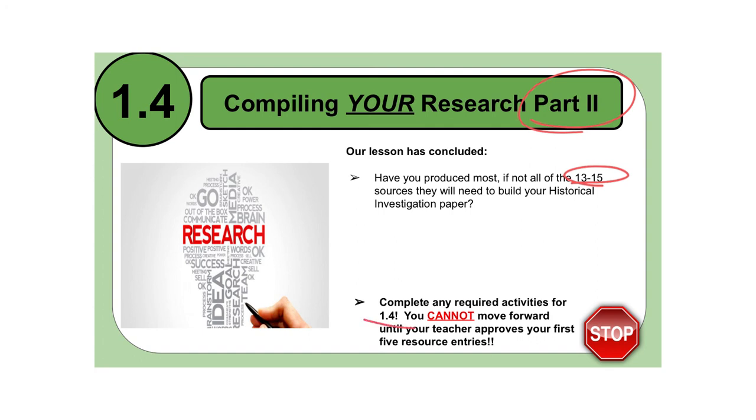At this point, you want to complete any activities that are available in lesson 1.4, and remember, you cannot move forward until your teacher has approved your first 5 sources. So if you have not yet gotten that approval from me, you need to make sure you go back and get that approval for the first 5 sources, because you will not be able to move forward to the next step after this research part in the historical investigation until your first 5 sources have been approved. So make sure you have sought that out from me.